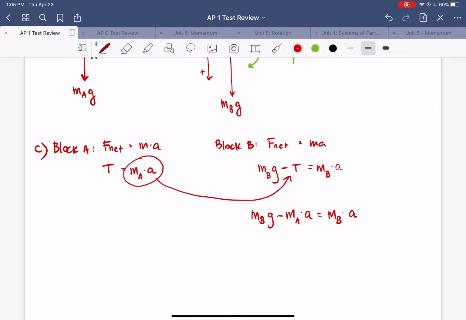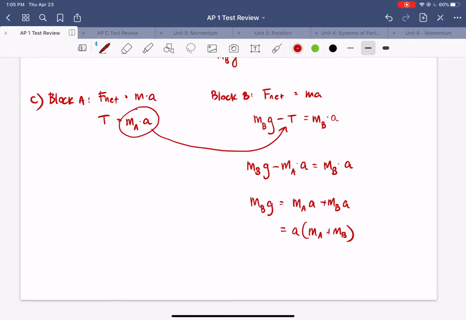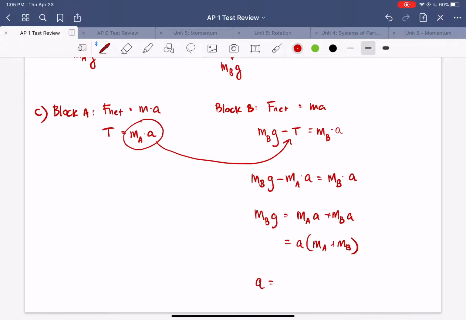I want to solve for a, so I'll move the two terms with a over to the same side, and then factor out a. So this means the acceleration is going to be m_B g divided by m_A plus m_B. All right, so that's one way. You might call it the standard way of doing this.